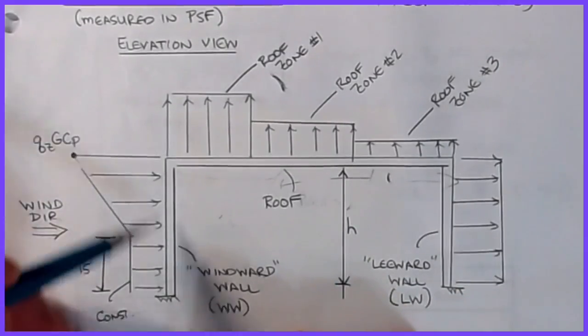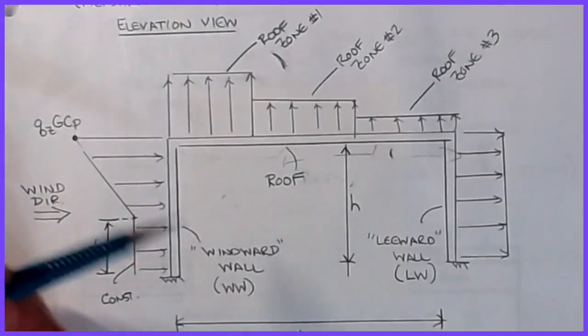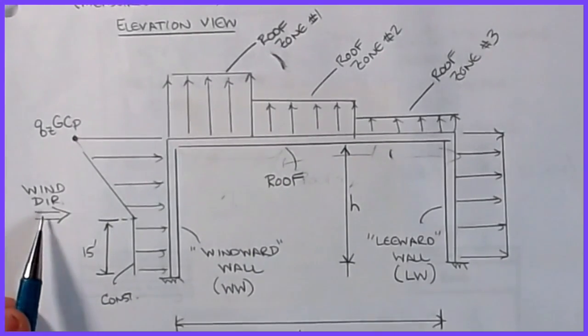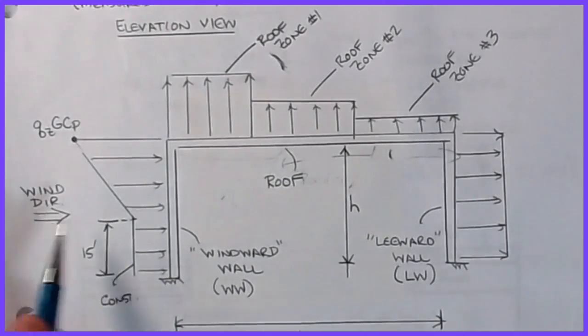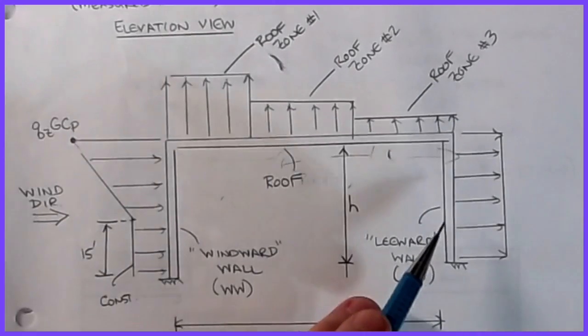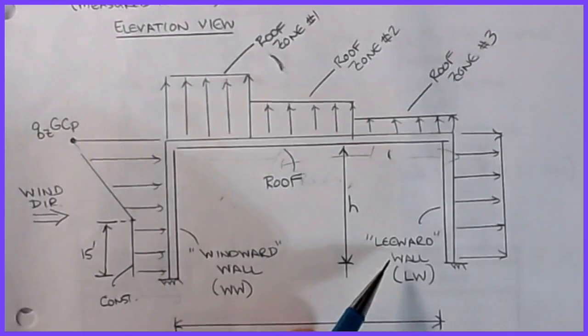There's some terminology here. This is a cross section through the building, if you will. In this example, we're assuming that the wind is coming from the left and going to the right. The first wall that the wind hits is called the windward wall, and it takes the brunt of the force of the wind. The back wall, on the opposite side from the windward wall, is the leeward wall.